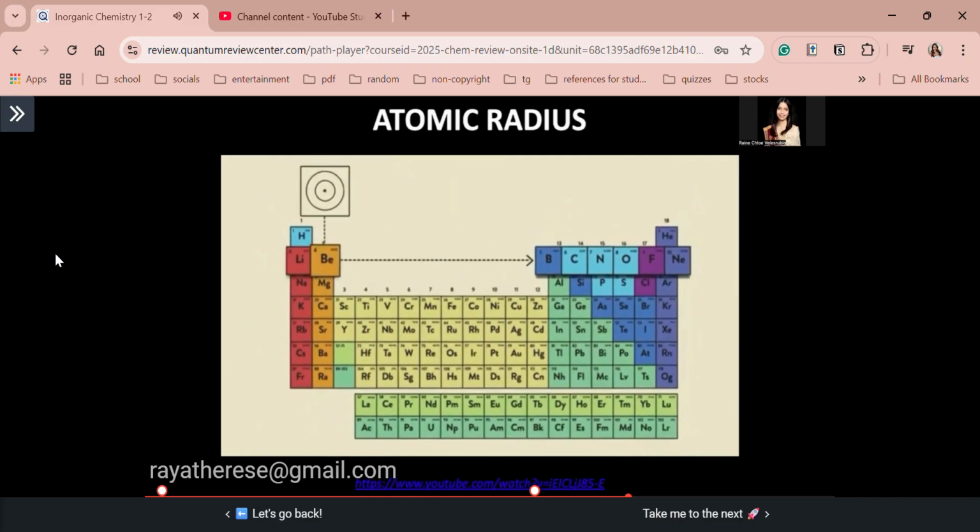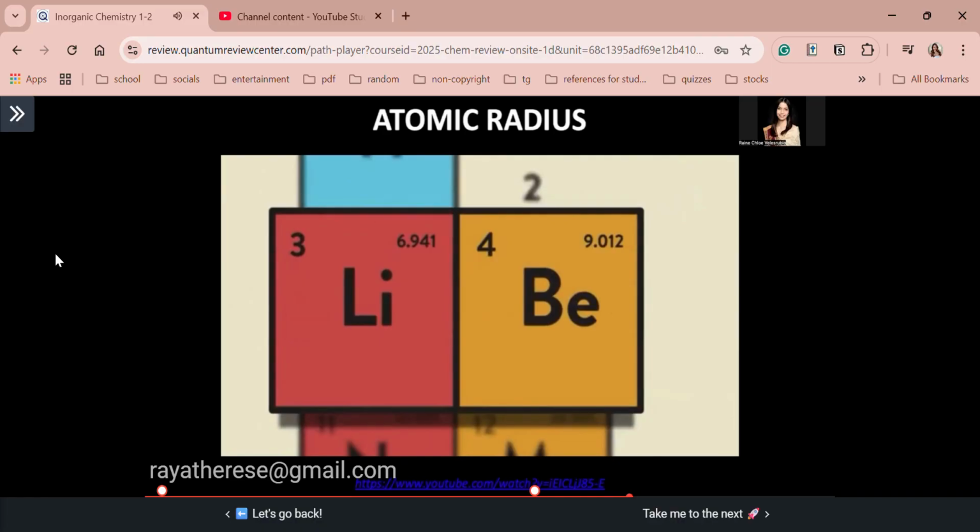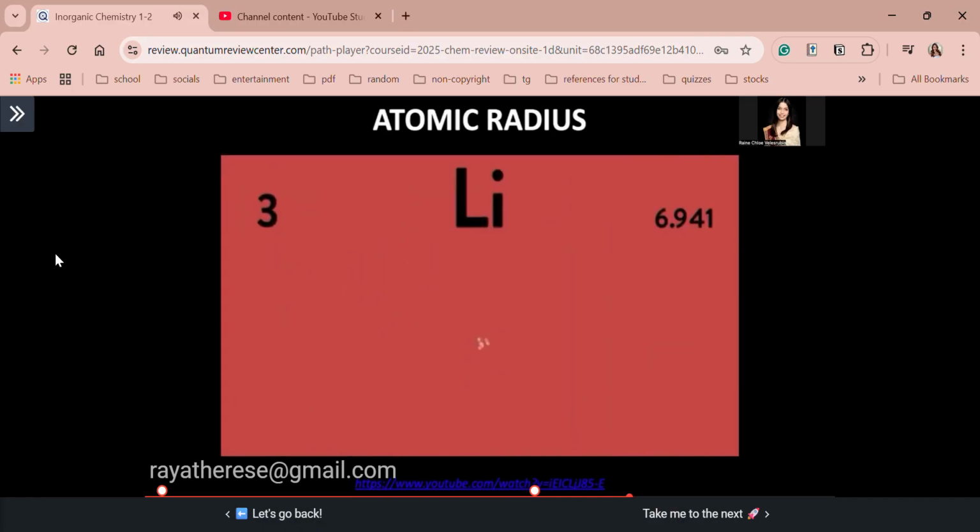As you are traveling across a period from left to right, the atomic radius decreases due to the effective nuclear charge and electron shielding. We're going to compare lithium and beryllium to gain a better understanding of how these processes affect atomic radius. Lithium has an atomic number of 3. This means a neutral atom of lithium will have 3 protons and 3 electrons.